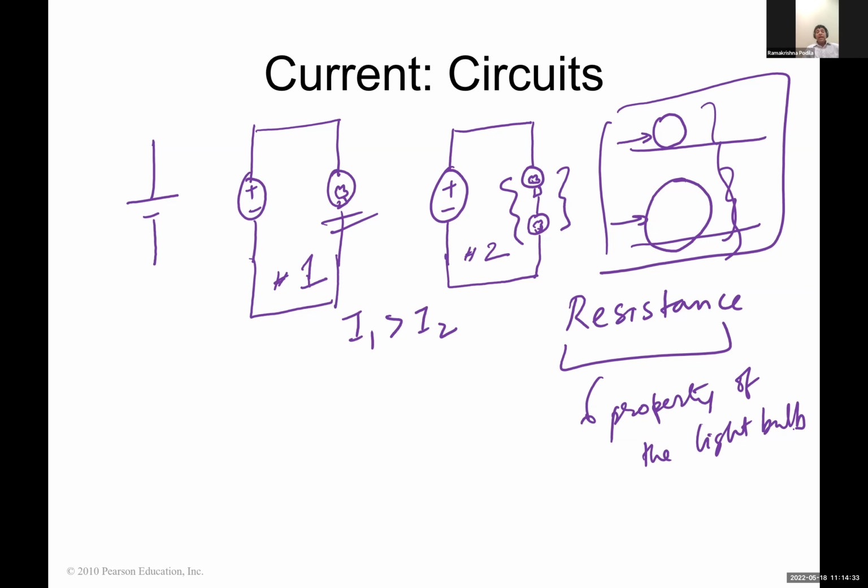So just like how different objects can have different mass based on what they're made up of, different things will have different resistance to current flow or charge flow based on what they're made up of.